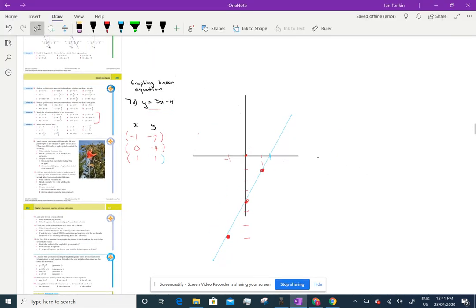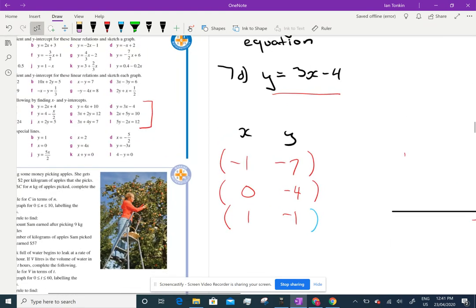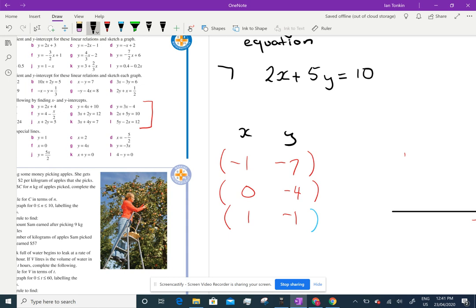Righto. Well, that's pretty easy. But what you need to be able to do is rewrite the equation, because the next one is not as easy. They give me the equation as 2x plus 5y equals 10. Well, I have to write it as y equals, so I'm taking that 2x over. I get 5y equals -2x plus 10. And I divide by 5, I get y equals -2/5 x plus 2, because 10 divided by 5 is 2.